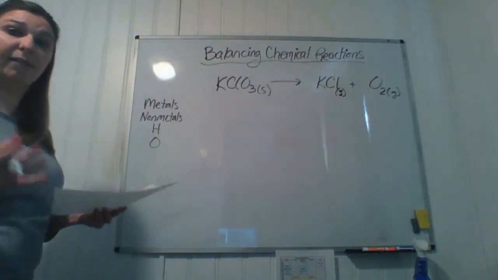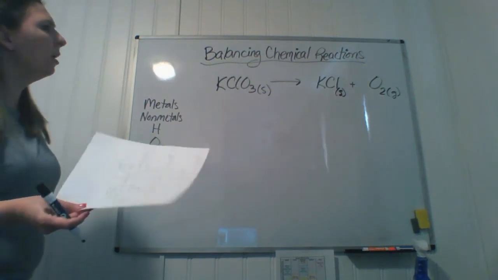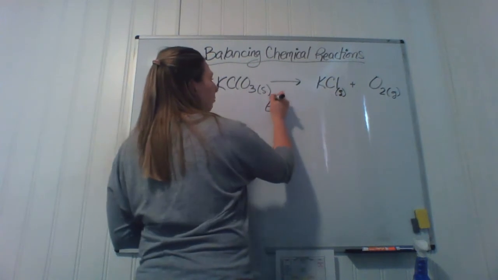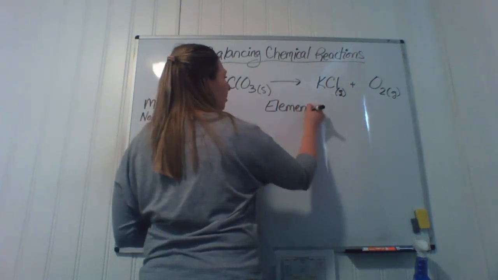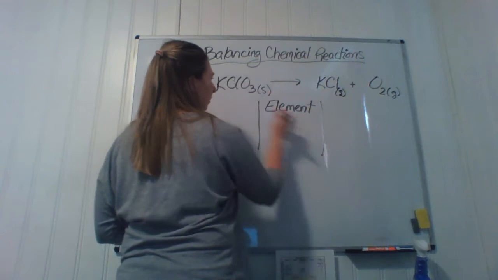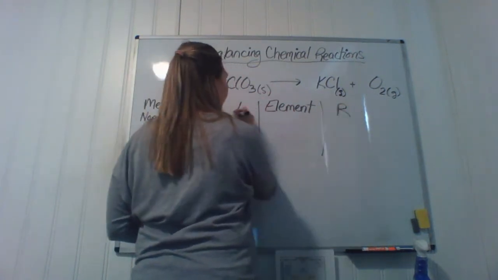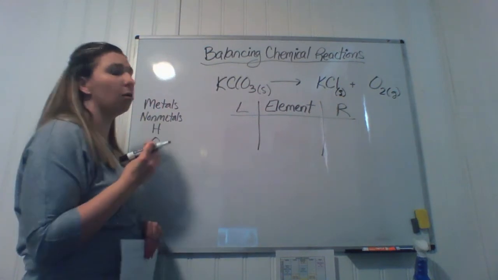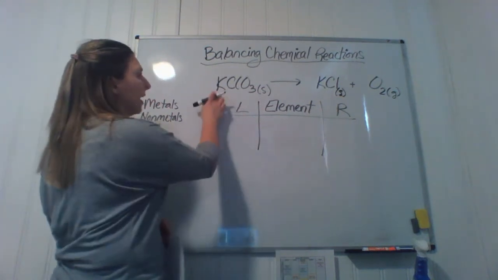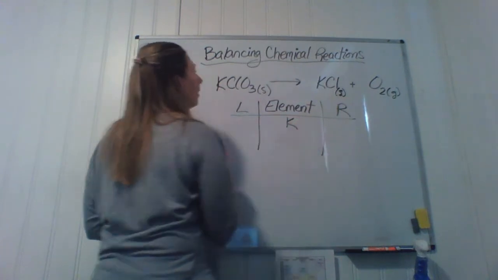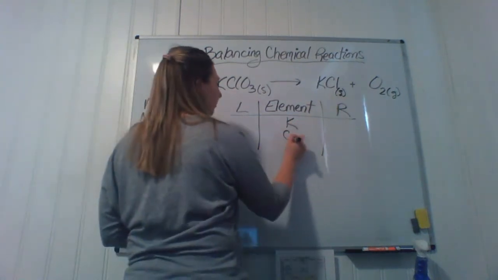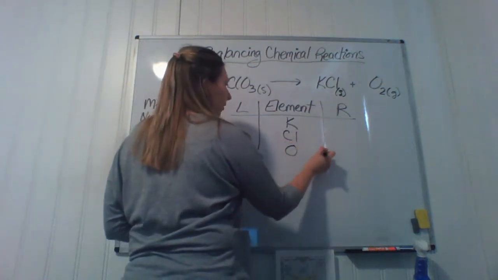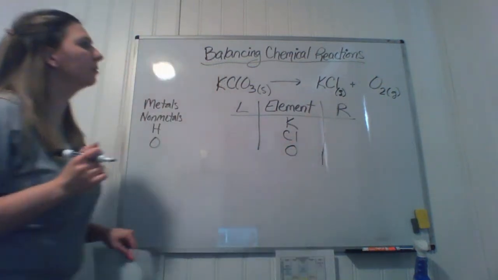Okay, so this one's a fairly simple equation, but I'm still going to go through using the table. But if you can recognize without using the table, that's perfectly fine. In this equation, there are 3 total elements. There is the metal, potassium, there's the non-metal, chlorine, and then there is oxygen. So this is the order that I'm going to balance.